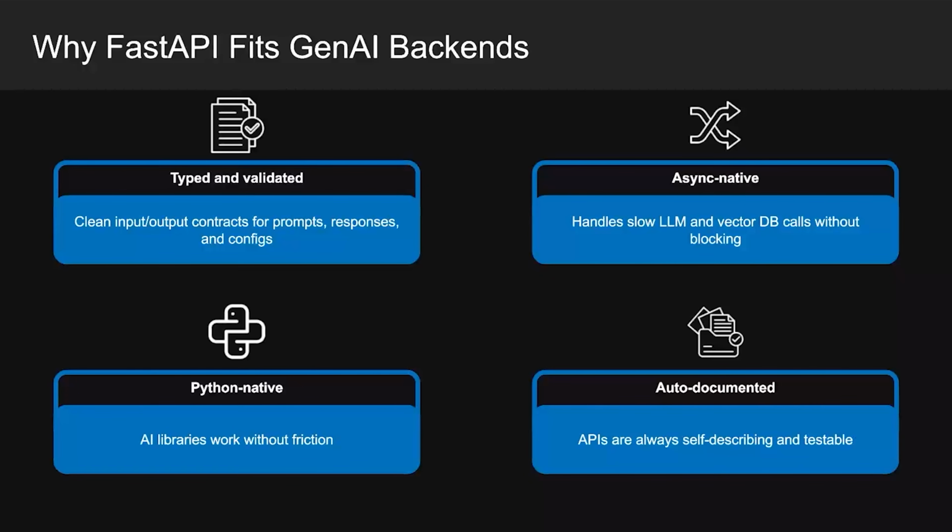Now, let's bring it all together. FastAPI fits GenAI backends for four concrete reasons. First, type validation means your API contracts are clean and enforced automatically. Second, async support means your server stays responsive even under slow LLM and retrieval calls. Third, it's Python native, which means your LangChain, LlamaIndex, OpenAI, or any other AI library plugs in without friction. This isn't a workaround. FastAPI is the right tool for this job. And fourth, automatic docs means your API is always self-describing and testable without extra effort.